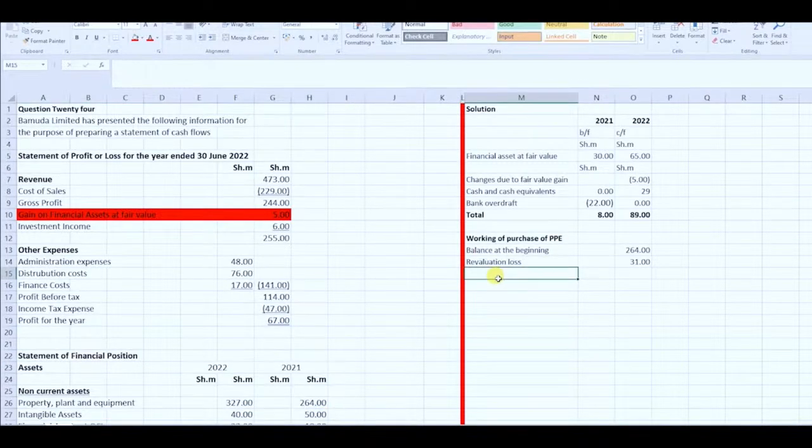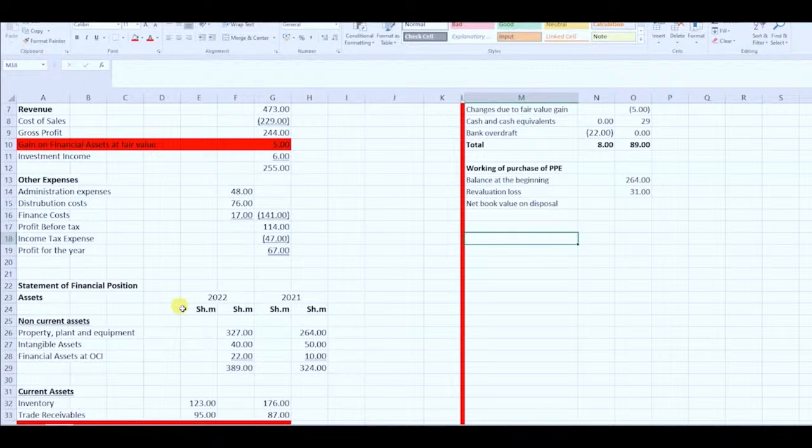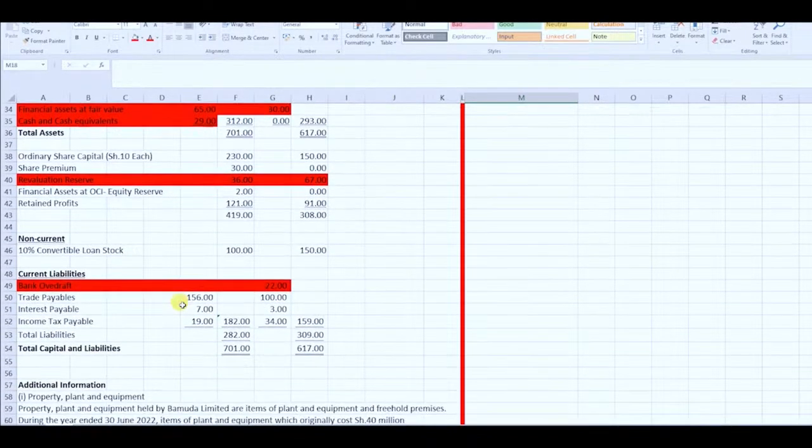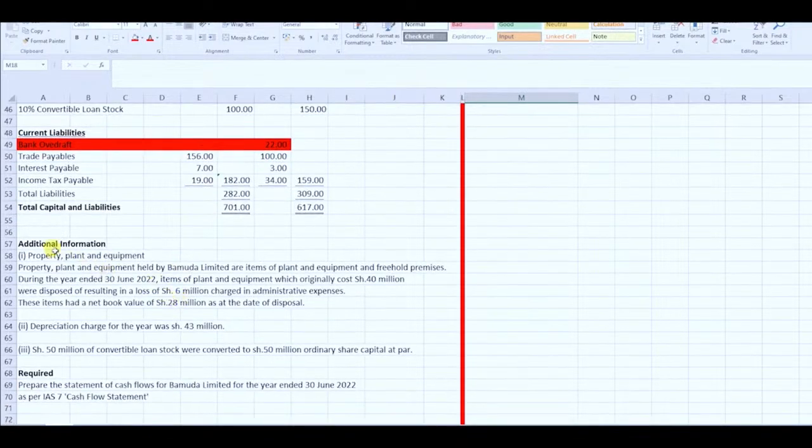So that's revaluation loss. Once we have that, we move on to get the net book value on disposal. So the net book value on disposal we get from the balance sheet. We should be able to try and get it from over here. Net book value on disposal, we can see it under the additional information.